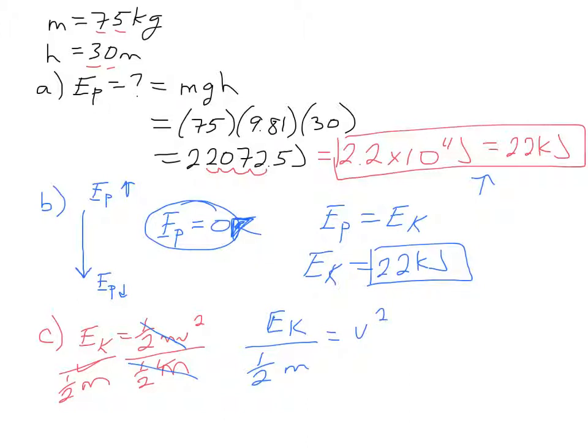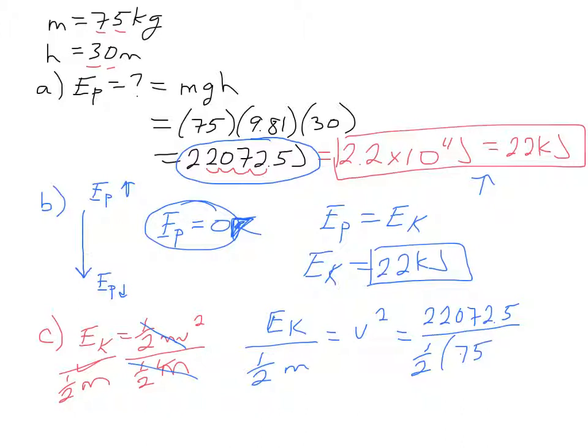And I can plug in my numbers here. When I plug in my numbers, I want to make sure that I use this number that I'm circling right now, the entire thing without rounding. So I'm going to say that my V squared is going to be 22072.5 divided by half times my mass, which is 75. And in order to get rid of the squared, I have to take the square root of both sides. My answer in this case is going to be 24 meters per second. I'm going to box that up.